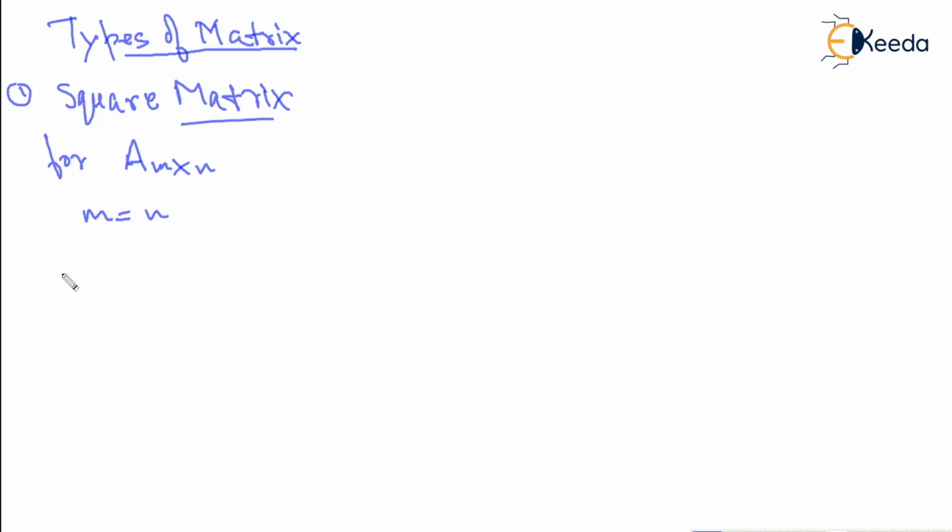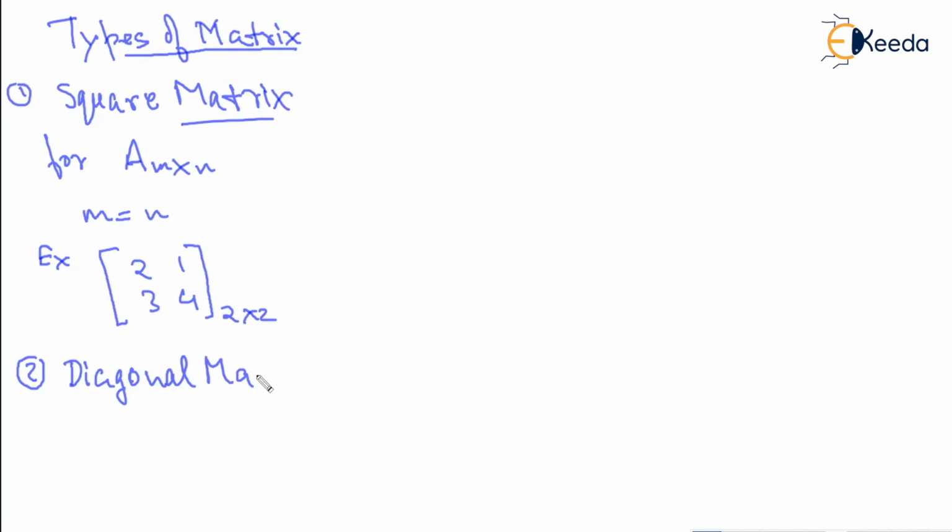For example, let's say a 2 cross 2 matrix, 2 1 3 4. So this is a 2 cross 2 matrix. Obviously the number of rows and columns are the same, and likewise we can have even more. Second one, diagonal matrix.